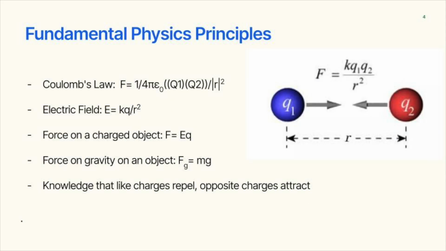A few key fundamental principles to understand within the experiment are Coulomb's law, which is F equals k, the constant, multiplied by q1 and q2, the charges, divided by r squared, which is the distance between the two particles squared. The electric field, the force on a charged object, and the force of gravity on an object all have the equations shown. In the image shown, like charges repel and opposite charges attract, which is also a key understanding needed to find the results of this experiment.